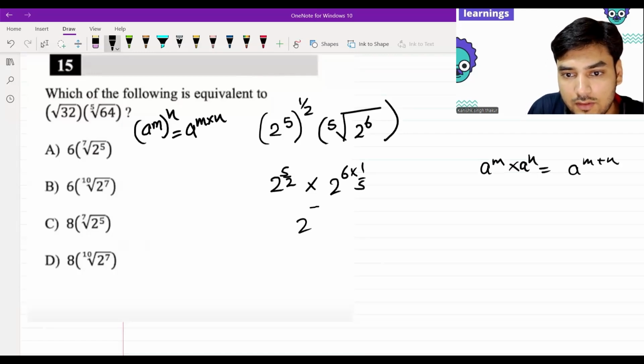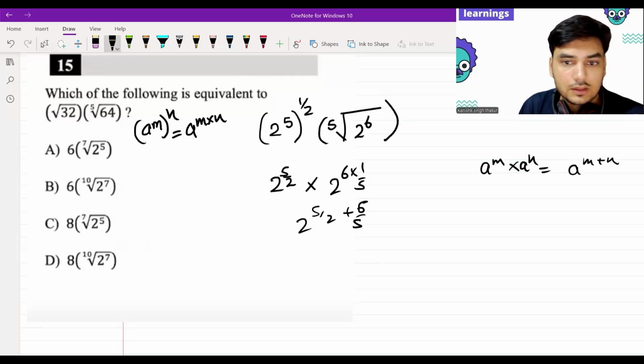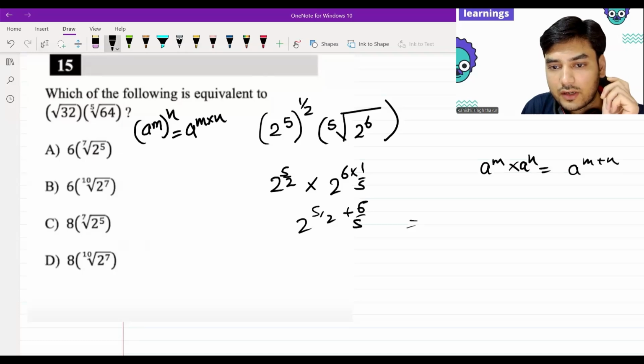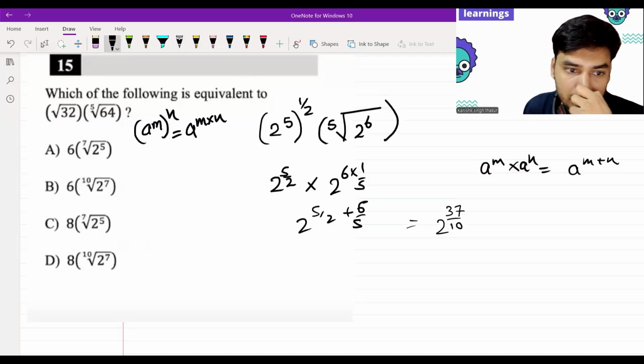So what you have, 2 to the power 5 over 2 plus 6 over 5. Yes. This is what you'll be having, right? So 25 plus 12, 37, and then you'll have 10. So 2 to the power 37 over 10. This is what your answer will be.